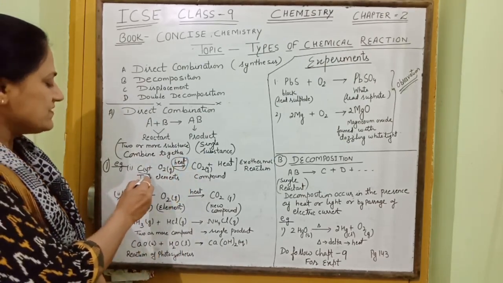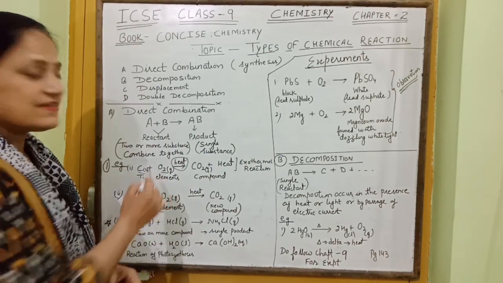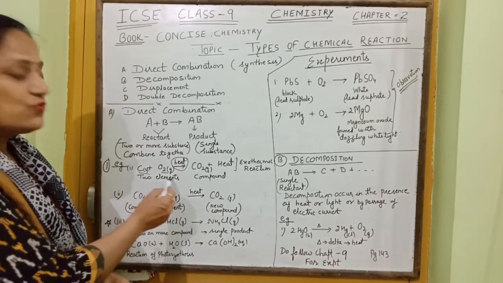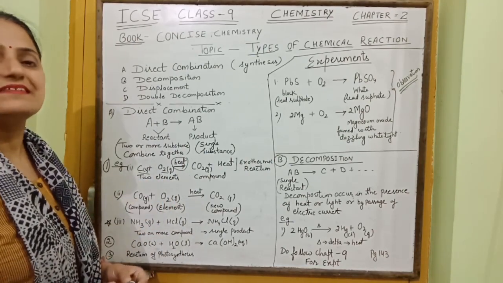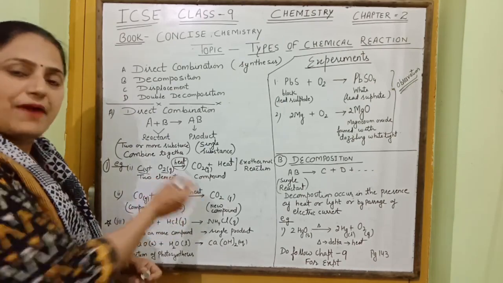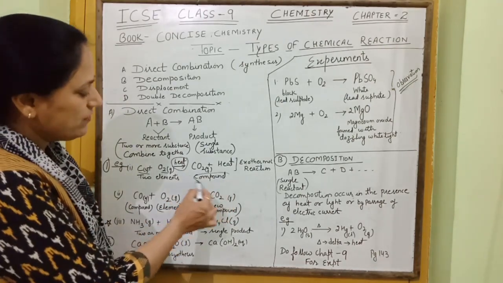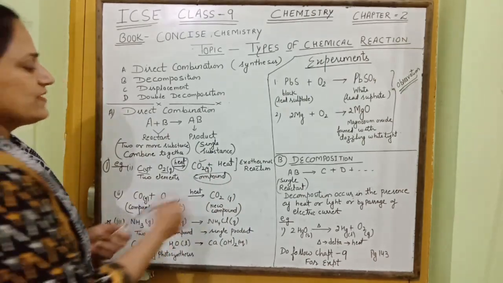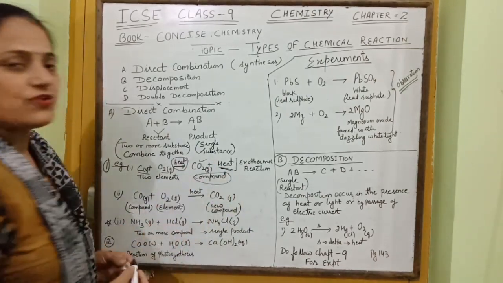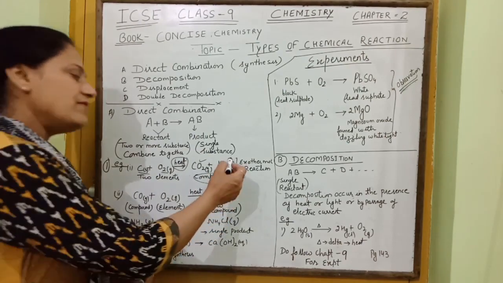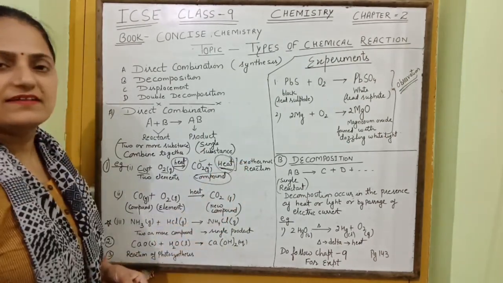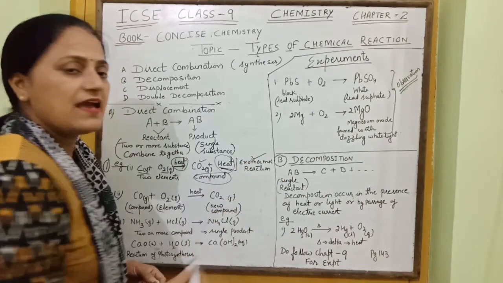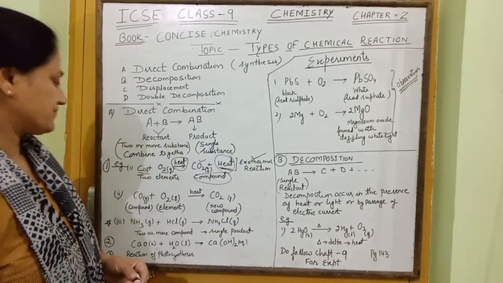Here carbon, which is a solid, and oxygen, which is a gas, are the two reactants, two single elements, which when combined form a compound, that is carbon dioxide, which is a gas. And you can see here a large amount of heat also releases. So whenever there is a release of heat, this kind of reaction is known as an exothermic reaction.